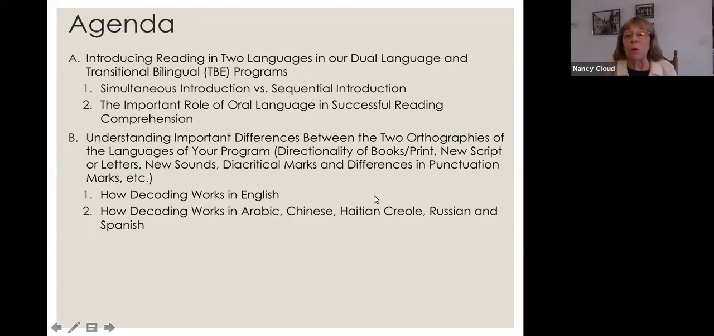Then you're going to go to the breakout sessions where we will talk specifics about the two languages of your program. Those of you who provide support to a bilingual or dual language program, but you're not the dual language teacher, this could be some new information for you. But the breakout session is to make sure that all of us are very aware of how, well, we know how decoding works in English, but we're going to compare that to how it works in our partner language.